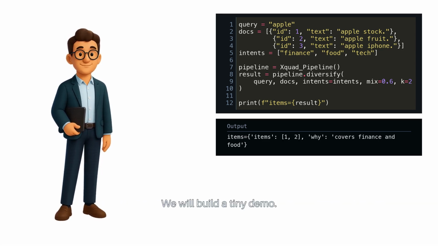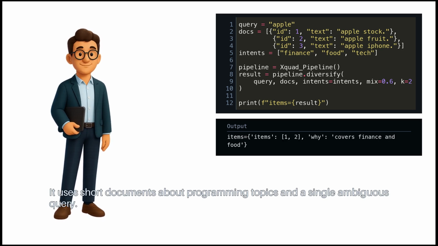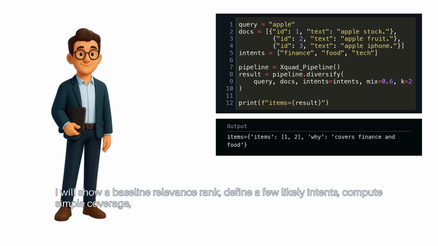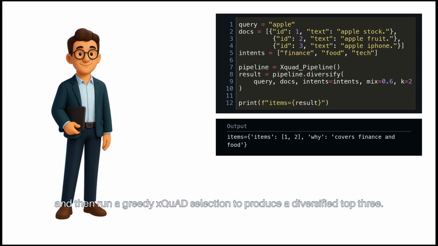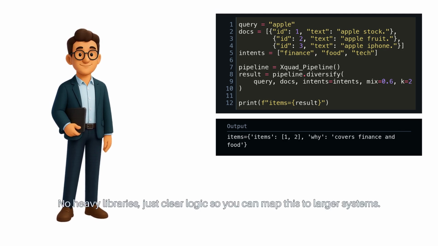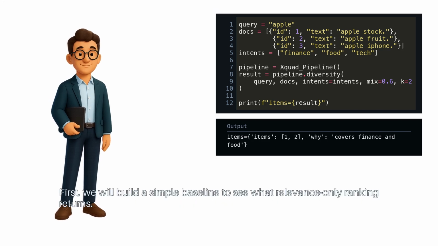We will build a tiny demo. It uses short documents about programming topics and a single ambiguous query. I will show a baseline relevance rank, define a few likely intents, compute simple coverage, and then run a greedy xQuAD selection to produce a diversified top 3. No heavy libraries, just clear logic so you can map this to larger systems. First, we will build a simple baseline to see what relevance-only ranking returns.